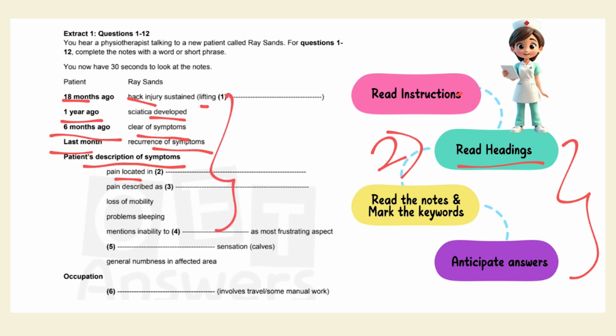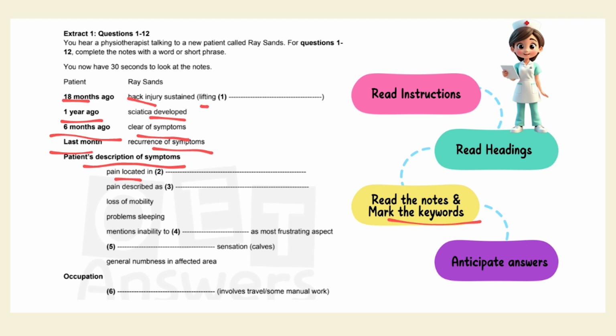Just pause here. Coming to our tricks, as I told, first we have done read instructions, second one read headings. Almost we read all the headings. Third task is read the notes and mark the keywords. As I already told you to follow me, wherever I marked, you have to do the same thing. Marking means that if you are marking any word, it must be useful for you. By marking that, you can get the information from the audio. If you are marking other things that will not support you, right? So very valuable words. If I mark only this and I can get the answers, you can choose those as keywords. Then finally anticipate, already we have done.